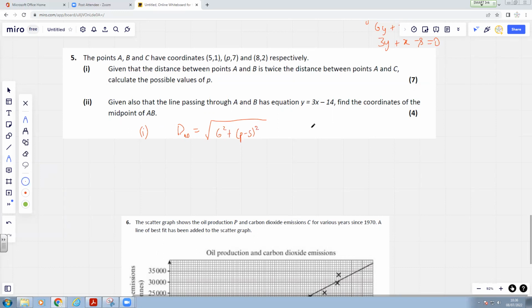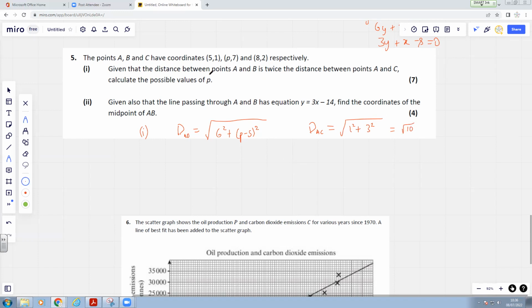Now, that's twice the distance between the points A and C. So let's work out the general distance between the points A and C. The distance between the points A and C is going to be the square root of, okay, change in Y is 1, change in X is 3. And so we're going to get root 10 here.